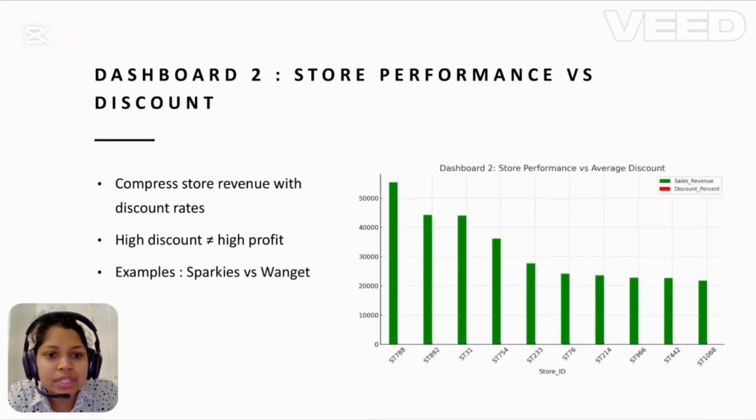Dashboard 2, Store Performance versus Discount. This dashboard compares total sales revenue per store with the average discount offered. It reveals whether stores rely on discounting to boost sales or if they can maintain performance with minimal price reduction. This is critical for evaluating sales effectiveness and profitability strategies.